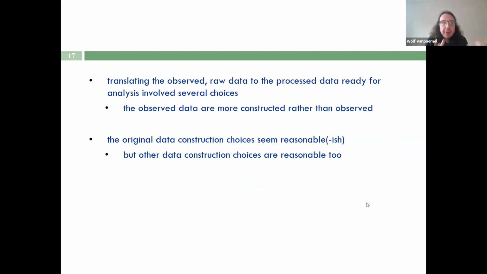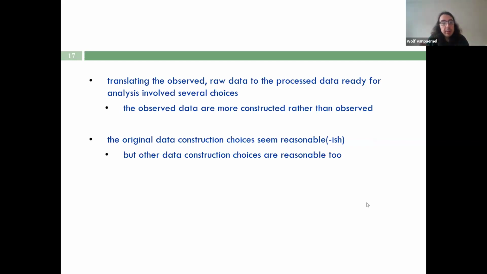So the point is not that they did something bad or wrong, not at all. That would be a totally different talk. I'm just assuming that these are good, defensible decisions. The point that I do want to make is that a lot of things have been happening before they could translate or construct the data that actually went into the analysis. A lot of things have been going on, and they could have been different.